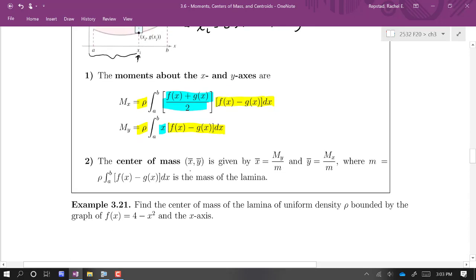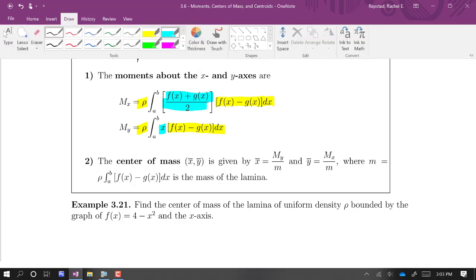Then we find the actual center of mass using the same formulas as we did in the last example. You just take the moment about the y-axis over the total mass to get the x-coordinate. You take the moment about the x-axis over the total mass to get the y-coordinate.